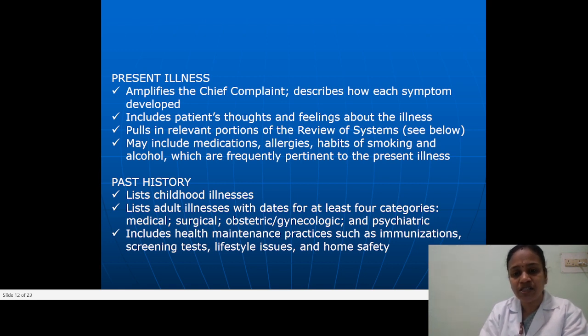This includes the maintenance of practices such as immunizations, screening tests, lifestyle modification, and home safety measures, whatever they have. For home safety measures, for example, they have asthma and they use a nebulizer very frequently with oxygen supply, or they have heart failure. Immunization schedule has been completed. Screening tests such as pap smear, which they go for regularly, mammogram, all such things. Or any lifestyle modification, low salt diet, low diabetic diet, low carb diet, all such things should be included in the past history.